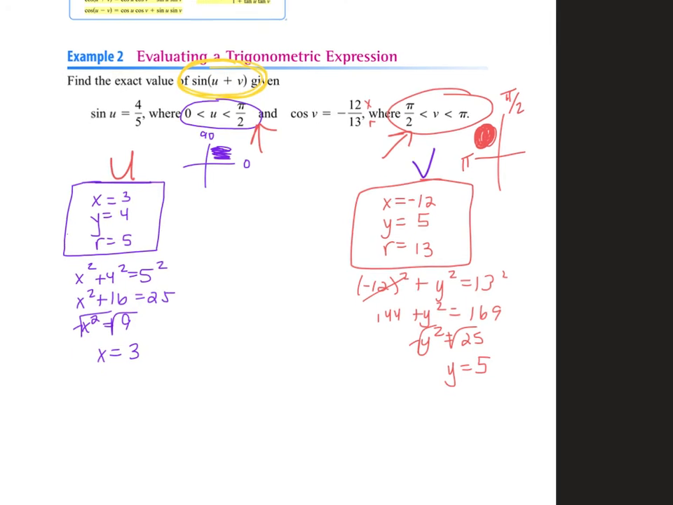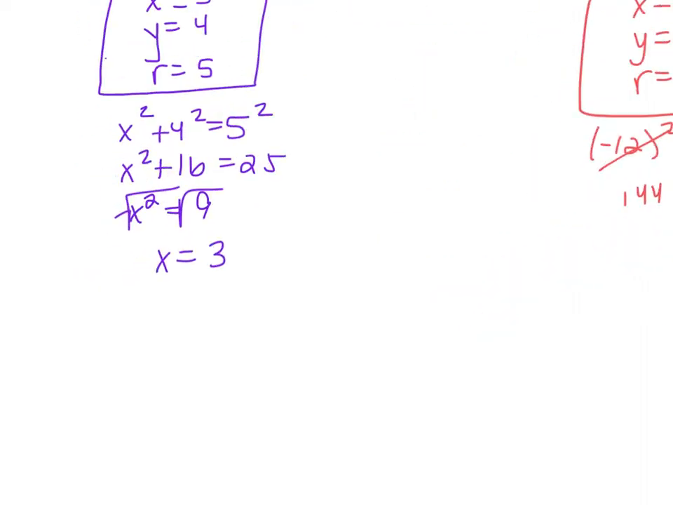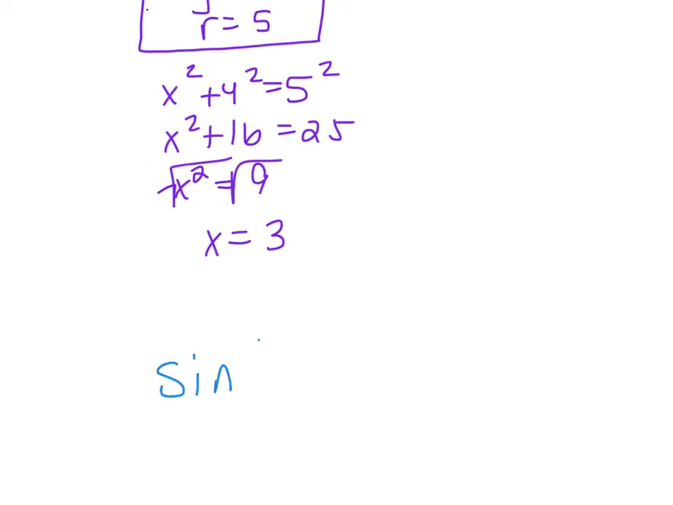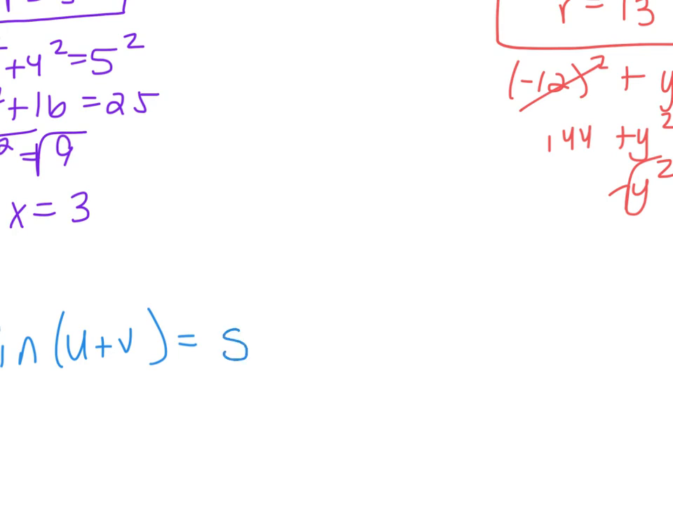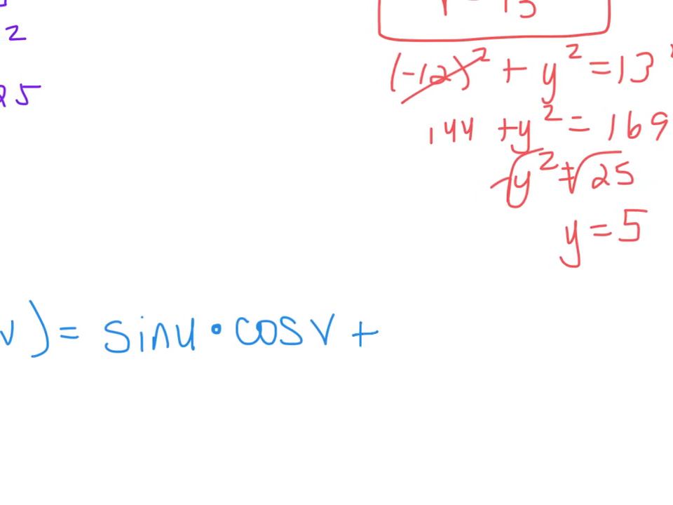Because now I say, okay, they want me to do the sine formula. Correct? That's what they told us, sine. So let's write out our sine formula. I'm going to write it out down here. So it's sine of u plus v. Okay? What's the formula say? Sine of u times cosine of v, plus cosine of u times the sine of v.